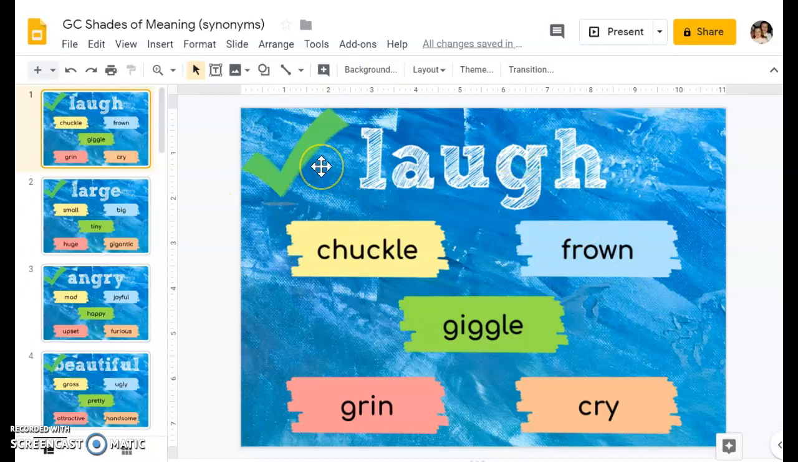Over here in the corner, you're going to have 3 check marks. You're going to click and drag them to the word that means the same thing as the top word.